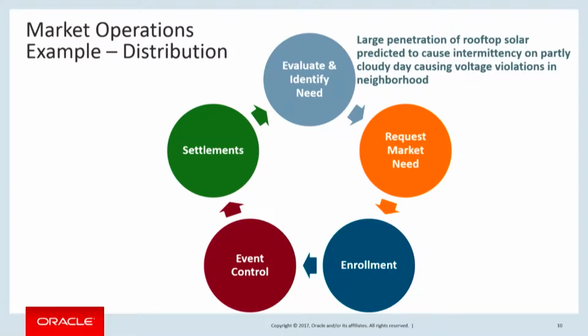We evaluate there's a need, a distribution need. In this case, large penetration of rooftop solar in this neighborhood is predicted to cause intermittency. So a cloud comes over, the output of the solar drops, the voltage drops, and now we've got a violation of our voltage standards, because we are predicting the clouds based on weather predictions. The output of the solar is going to be dropping at a significant rate. And by the way, we had to prop up the voltage earlier to support the low voltage problems we had before, but now it's going to drop below that. So now we need to do something about that.